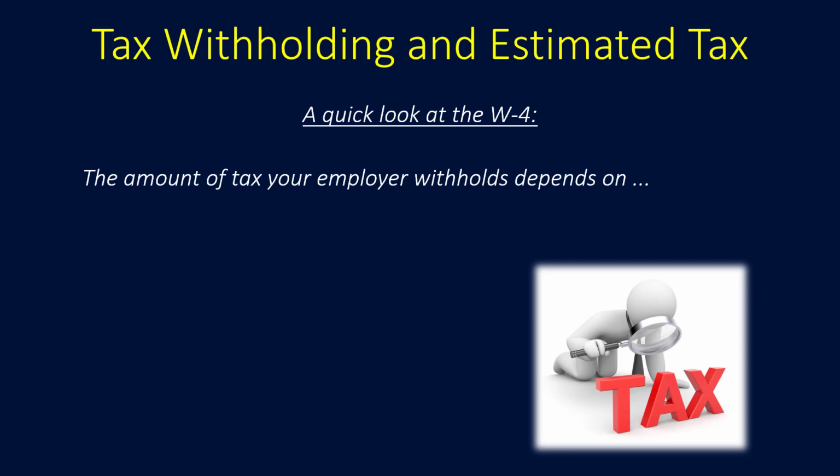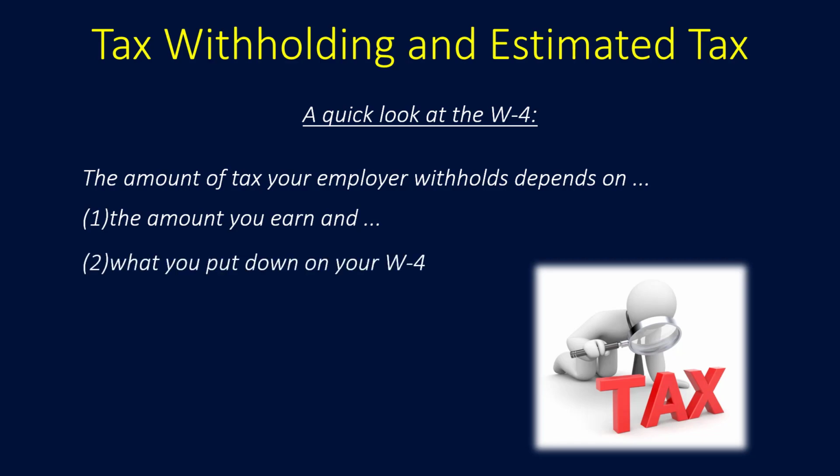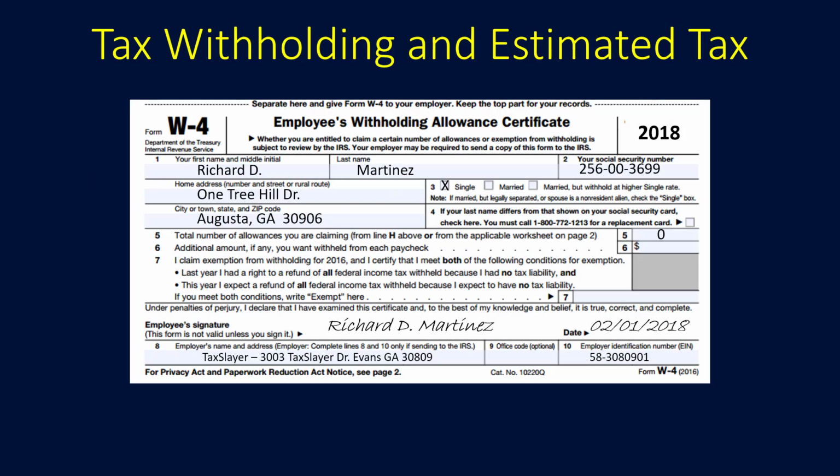Quick look at the W-4. Now the amount of tax your employer withholds depends on the amount you earn and what you put down on your W-4. Here's an example of a W-4. The total number of allowances you are claiming is very important. If you claim 0, your withholdings will be greater on each paycheck. If you claim 1, your withholdings on your paycheck will be less. So in other words, as the number of allowances go up, your withholdings on each paycheck decrease.